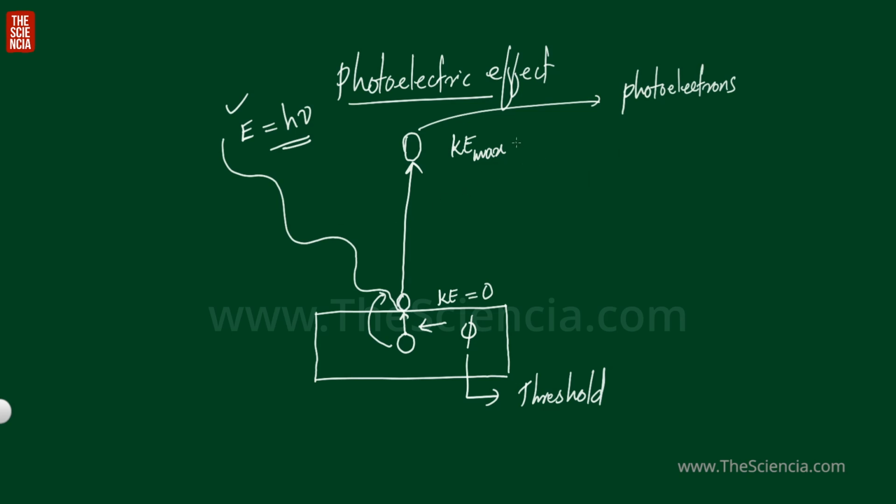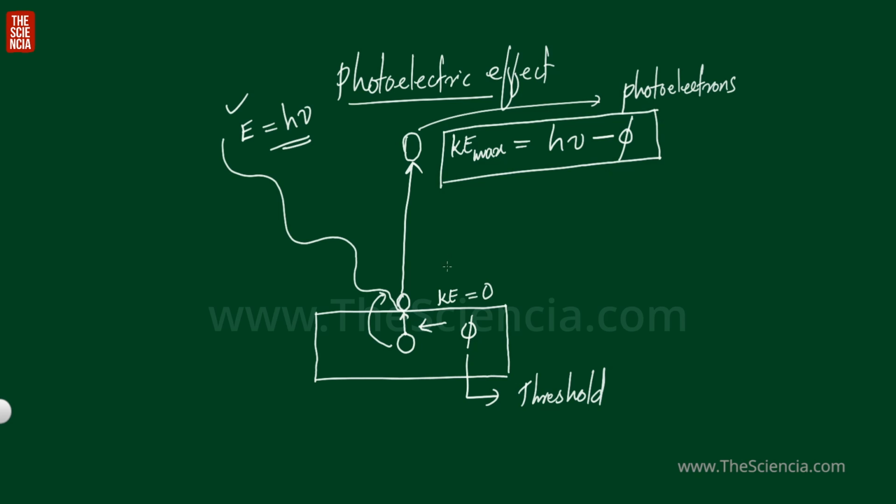So what will be the kinetic energy of this electron? You see, the total energy is h nu, and some energy, that is phi, the threshold energy, is used by the electron to reach the surface of the metal. So this minus phi will be the kinetic energy of this photoelectron. This is a very important relation.